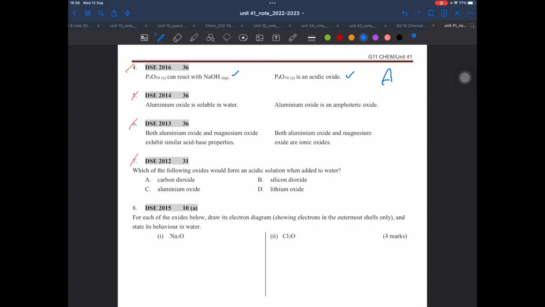Next, is aluminium oxide soluble in water? No. Is aluminium oxide an amphoteric oxide? Yes. So the answer is easy. C. Question 36 in 2013.